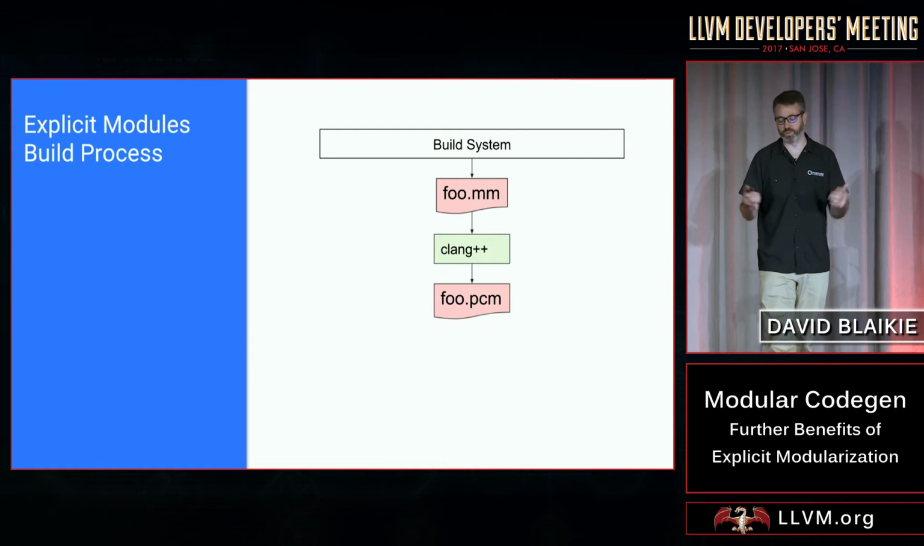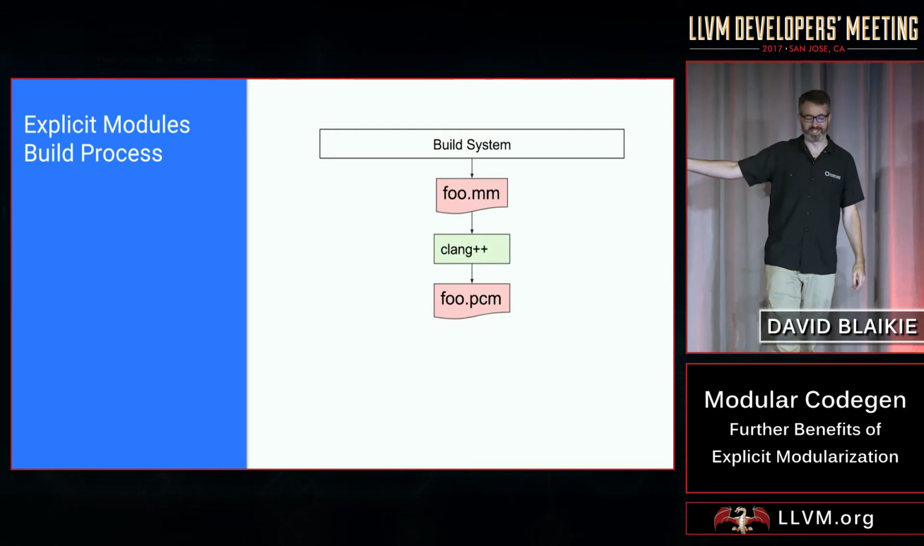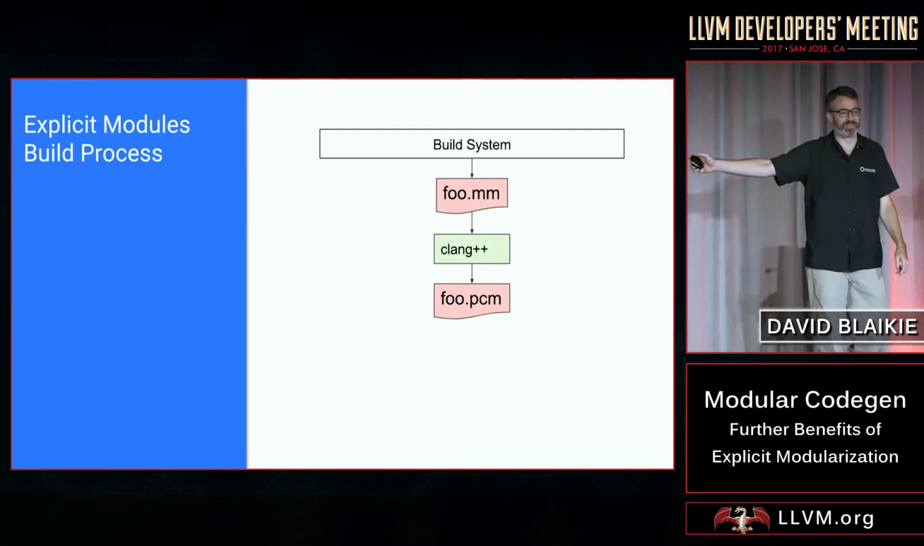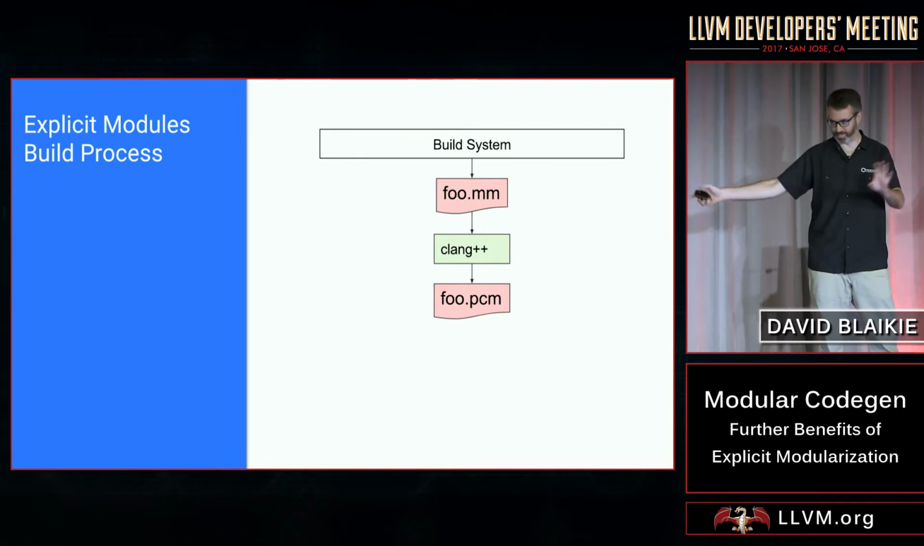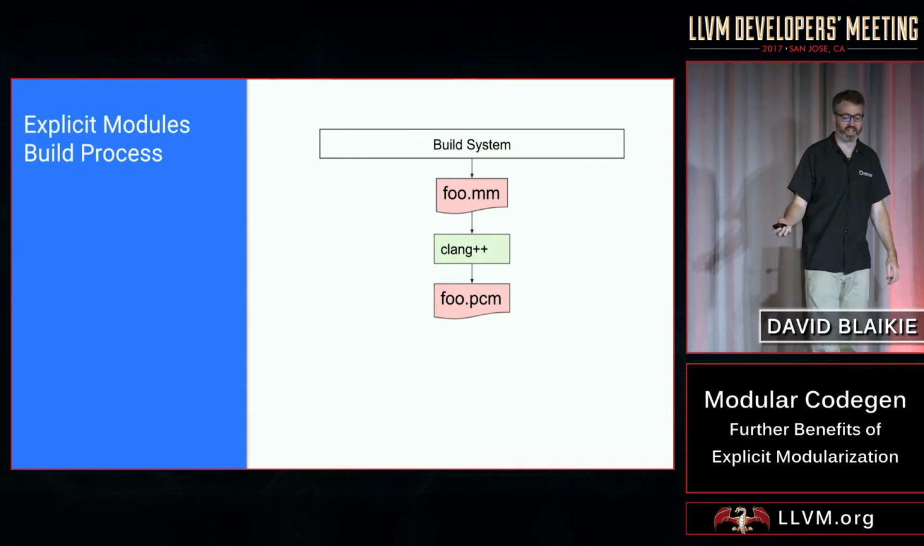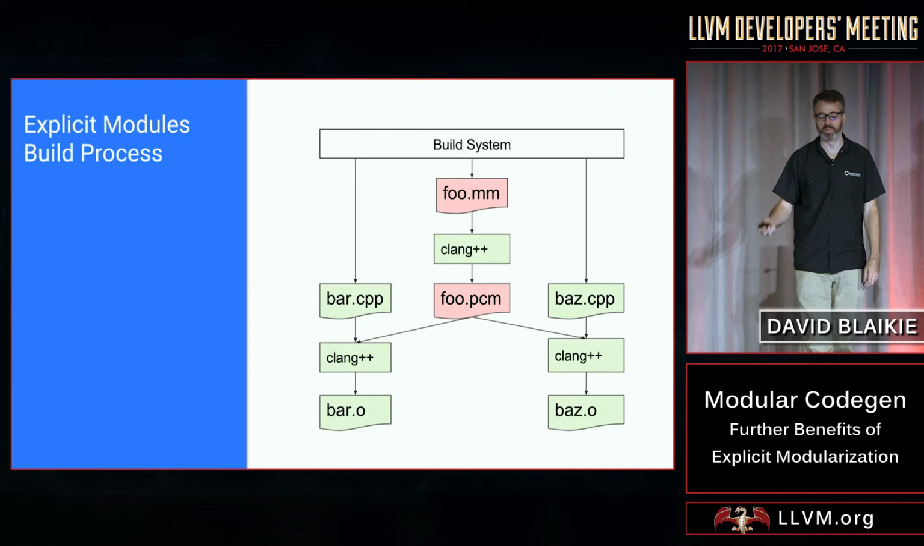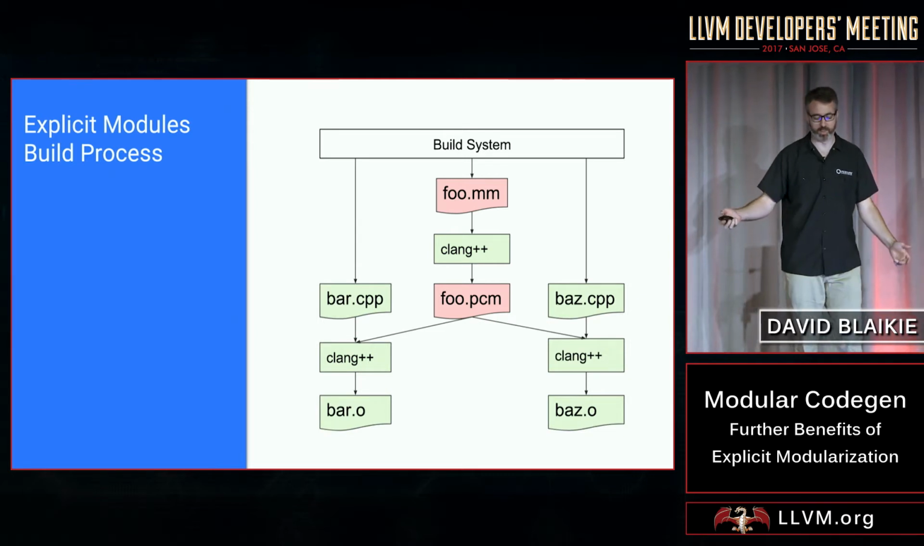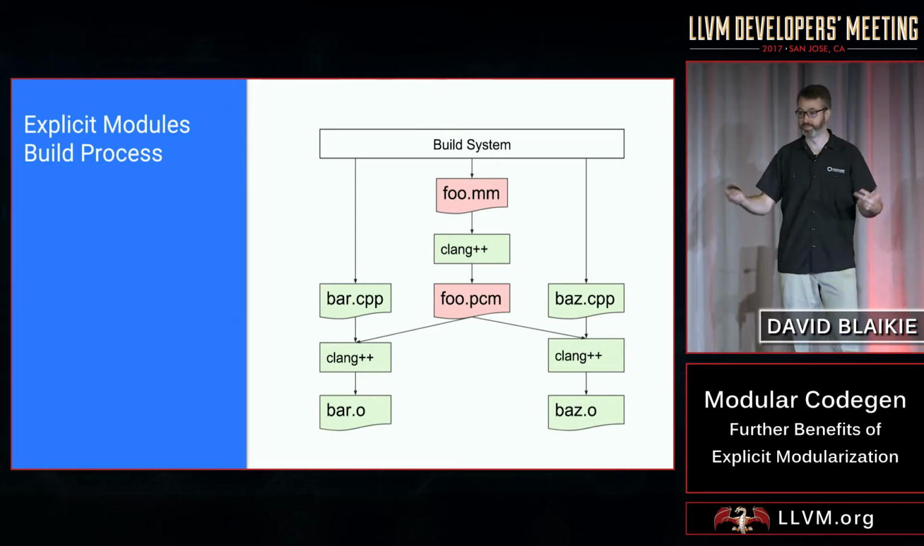The build system sees that you need this. Excuse the file extension. I realize MM is a file extension for Objective-C++, but module map is too long for a slide. So the build system builds your PCM. It then passes it off to two compilations to build your two object files, and you move on with your life.